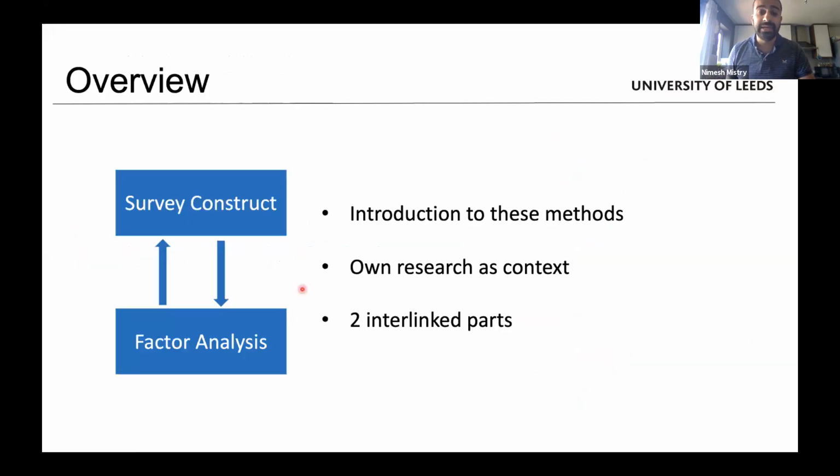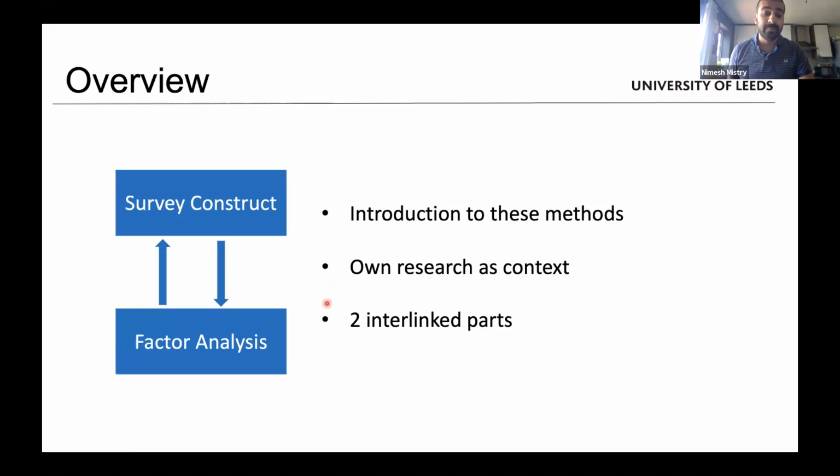What I'm going to be doing is presenting this at quite an introductory level, so almost like I'm talking to myself from a couple of years ago. That's how I'm going to introduce this particular method. And I'm also going to be using my own research as the context for describing these methods, because essentially that's kind of how I know or understand these methods. It's through the lens of using it in my own research.